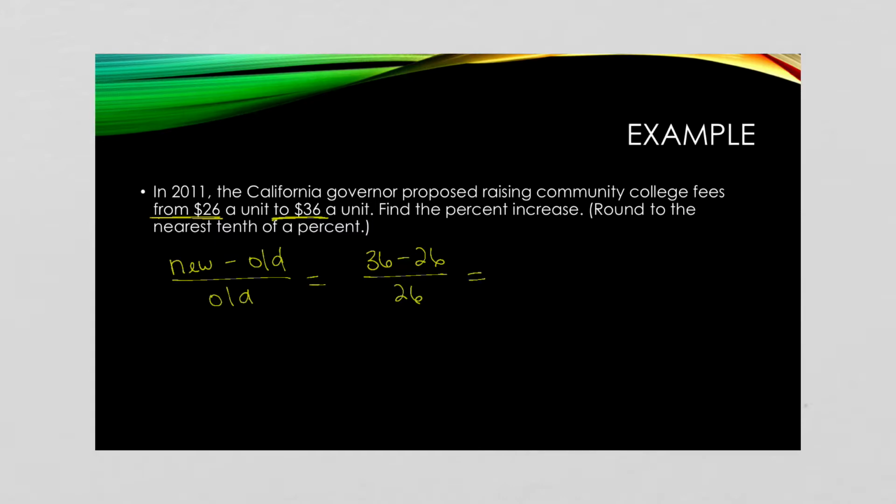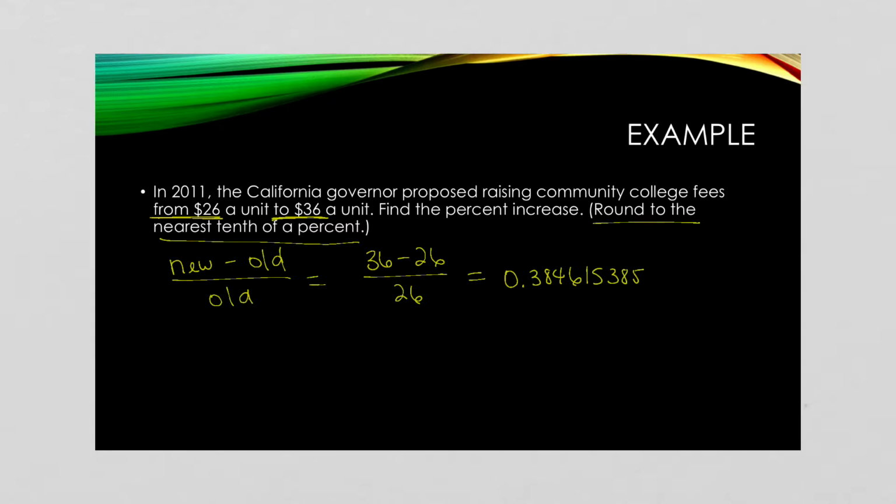And then I want to move my decimal to the right. So 36 minus 26 is 10 divided by 26, and I get this big long number. Look what I get. I'm going to write down all the numbers. All right, so that's the decimal that I get. 0.384615385. Okay, so now I want to round to the nearest tenth of a percent.